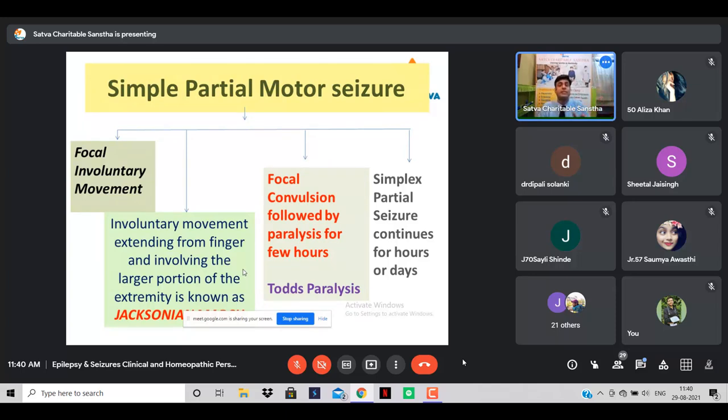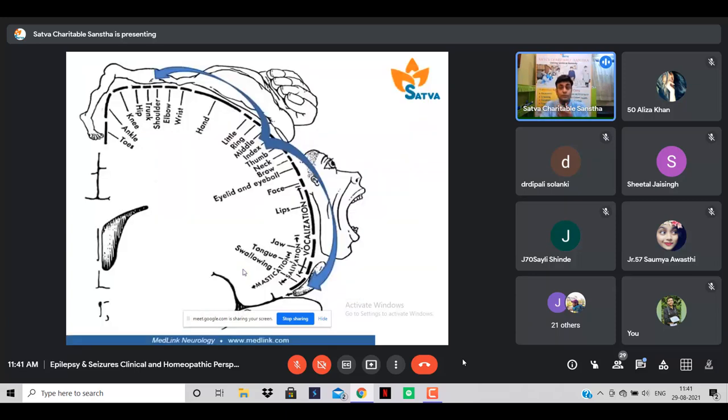Again, to revise from the start, seizure disorder is further divided into partial or focal seizure, and generalized seizure. Generalized seizure means generalized tonic-clonic spasms or convulsions can come. The partial or focal seizures are further divided into simple partial seizure, complex partial seizure, or partial seizures which get converted into a secondary generalized seizure. Then we took the category of simple partial seizure and described it further, the motor type. Motor type is further divided into focal involuntary movement, Jacksonian march, Todd's paralysis, or partial seizure continuing for hours or days together. Now we were talking about Jacksonian march. This is a diagram which presents a particular lobe of the cerebral cortex.